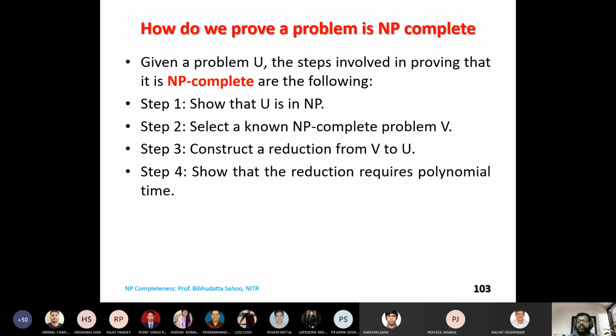Please remember this. This is one of the most important steps when somebody asks how to prove a problem to be NP complete. Understood? There is a family P, there is a family NP. Whenever you pick up a problem for which you do not have a known algorithm, with a good guess it goes to NP. Once it goes to NP, I try to prove that problem to be NP complete. So I need to follow these steps.